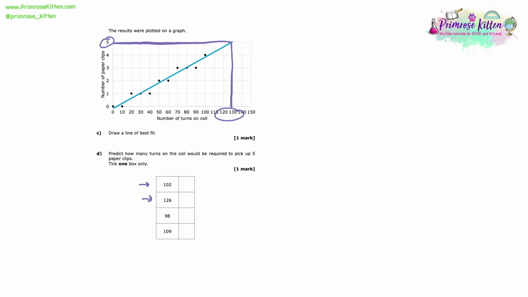So 126 is the next option, and that does appear to be correct. Next up, 98, nope, 109, nope. So I definitely think 126 looks like our answer here.